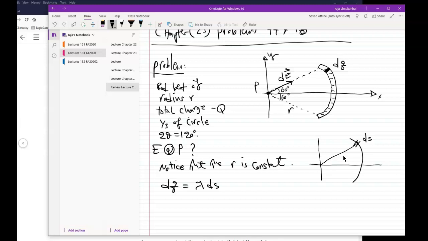Sorry about that. I'm trying to make it better. There we go, something like that. So this is d theta, and this is r, and the width of it right here is ds. You see what I'm saying? So in this case, you can say that ds is equal to r d theta. Remember, r is a constant. So this is important.